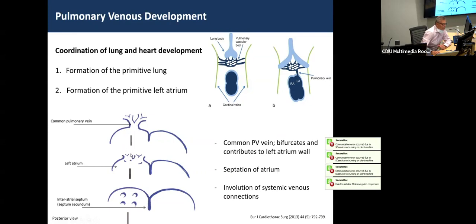And so this is what normally happens, but if it's abnormally incorporated, there'll either be absence of connection or a narrowed connection between the pulmonary vein confluence and the left atrium proper. And that occurs embryologically, sort of in an orchestrated fashion, along with septation of the atrium and involution of the systemic venous connections. And there are several of those, and they tend to be confusing, but it's probably not so germane to our discussion today of pulmonary vein stenosis.